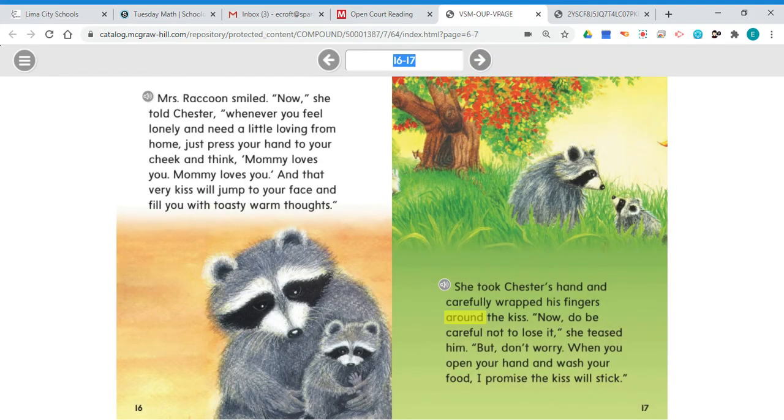Mrs. Raccoon smiled. Now, she told Chester, whenever you feel lonely and need a little loving from home, just press your hand to your cheek and think, Mommy loves you. Mommy loves you. And that very kiss will jump to your face and fill you with toasty, warm thoughts. She took Chester's hand and carefully wrapped his fingers around the kiss. Now, do be careful not to lose it, she teased him. But don't worry, when you open your hand and wash your food, I promise that the kiss will stick.